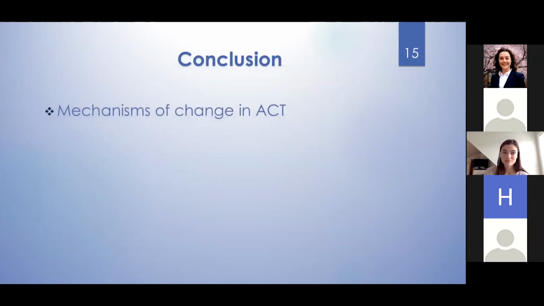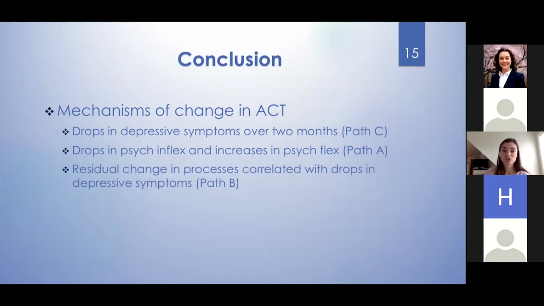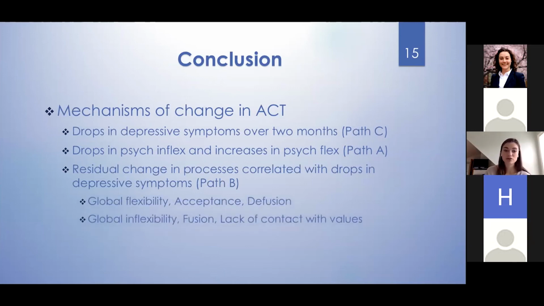So in conclusion, the study tried to elucidate mechanisms of change in ACT therapy. We saw drops in depressive symptoms over 2 months, as well as drops in psychological inflexibility and increases in psychological flexibility. And residualized change in processes correlated with drops in depressive symptoms, and global flexibility, acceptance, defusion, as well as global inflexibility, fusion, and contact with values most robustly.